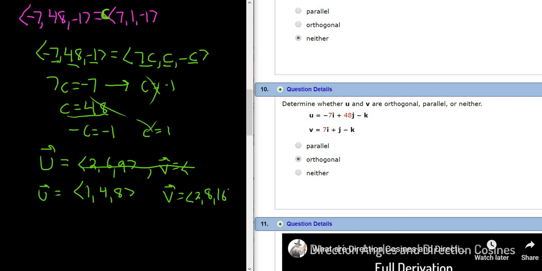This would work. These are parallel because in this case, v is equal to 2 times u. Right? If you multiply each of these by 2, you get v. So v is equal to 2 times u. So that's your c. If you tried to work it out like this, you would be able to find c.